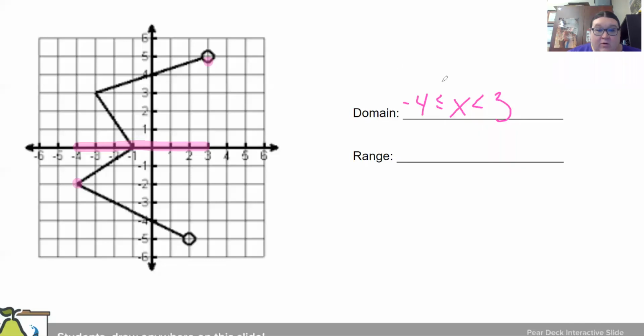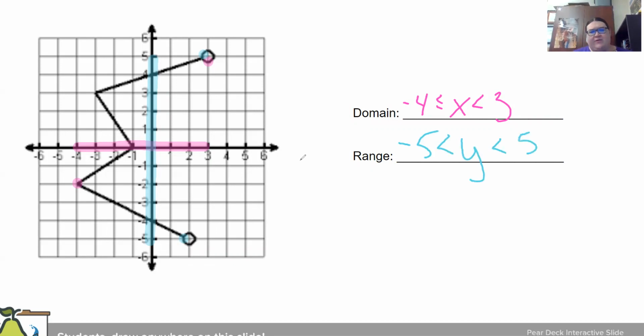Then when you're doing your y-axis, same idea, you go from your lowest point on y for range to your highest point on y for range. And then you look and see at that point, is it solid or open? And both of these are open, which means neither end will include the equal to. So this will be -5 is less than y, which is less than 5.